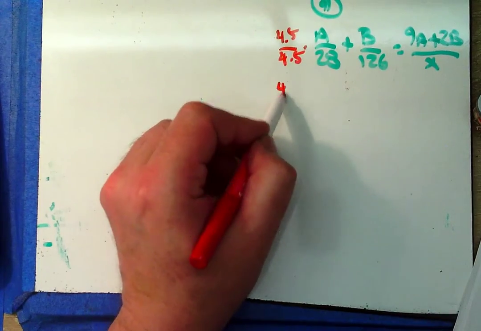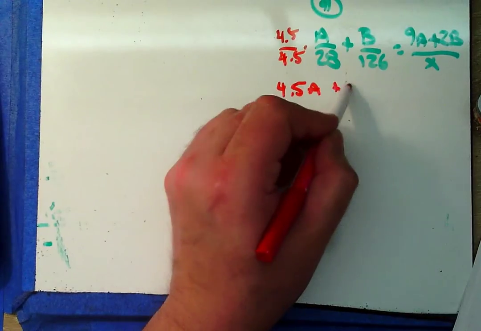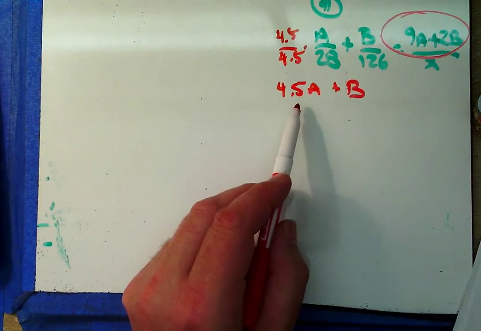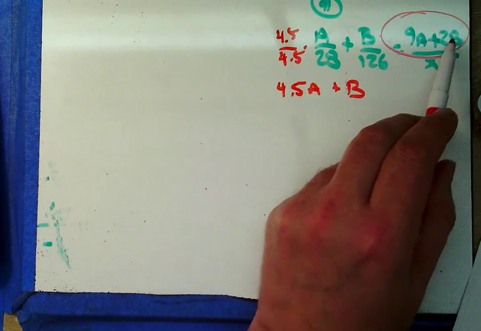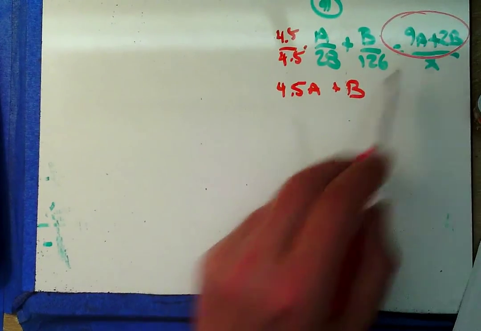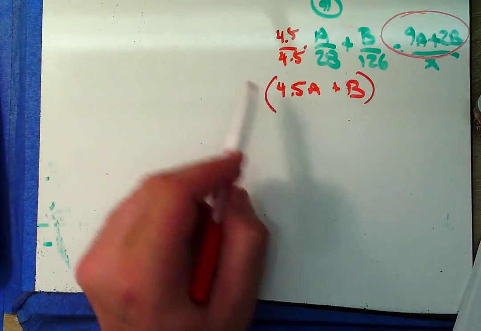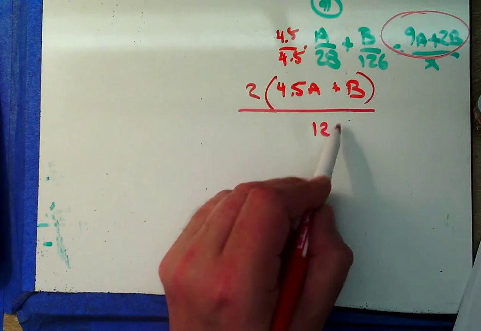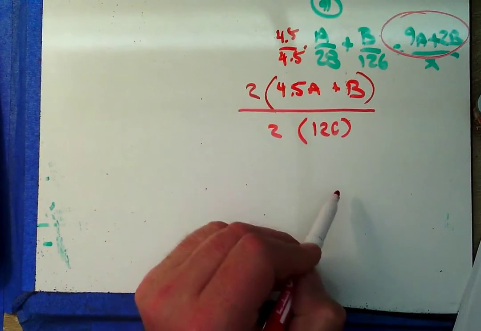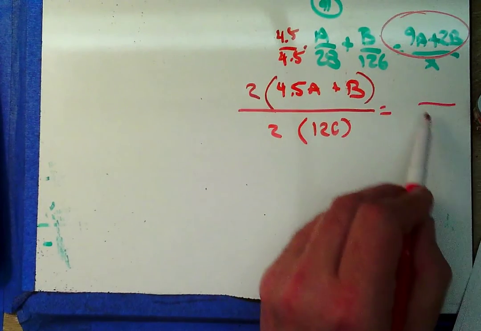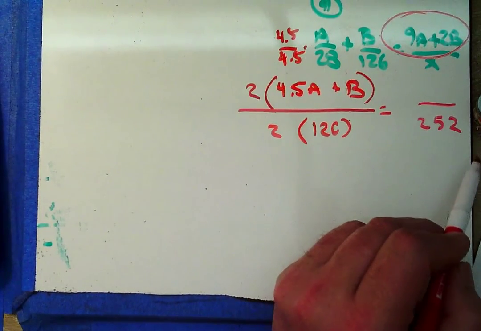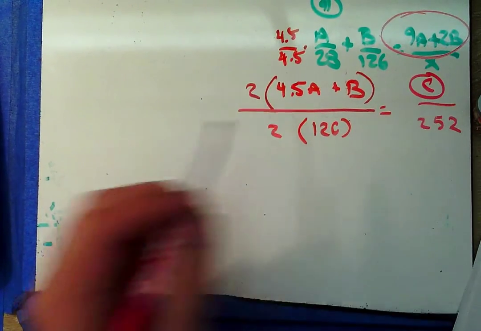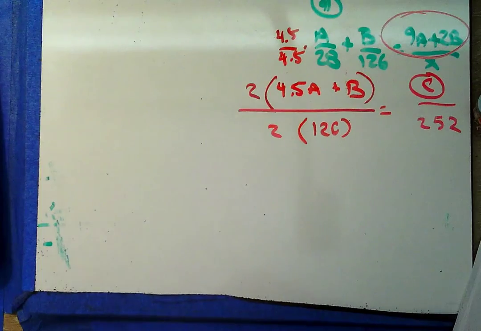But if I do that, I get 4.5a plus b. And over here, I don't see 4.5a plus b. I see 2b. And I see 9a, which is these values multiplied by 2. So if I'm going to multiply by 2, I have to take this 126 and multiply it by 2. And so I get 252 as my denominator, and therefore C is the answer to number 41.